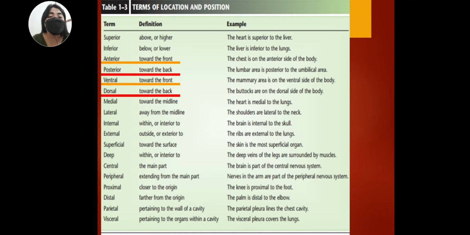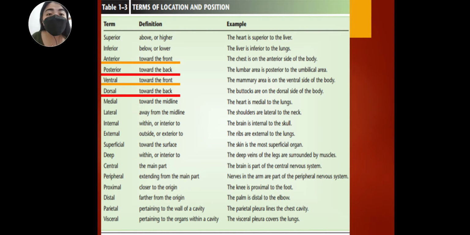Next, we have inferior. For the inferior, the liver is inferior to the lungs. Meaning to say, the liver is below or lower than the lungs. Okay, so your liver, yung liver natin which is nandito, is lower than our lungs. Because this is our lungs, this one. Again, your liver is below or lower than your lungs. So you can visualize in the illustration that the position of the liver is in the lower part of your lungs.